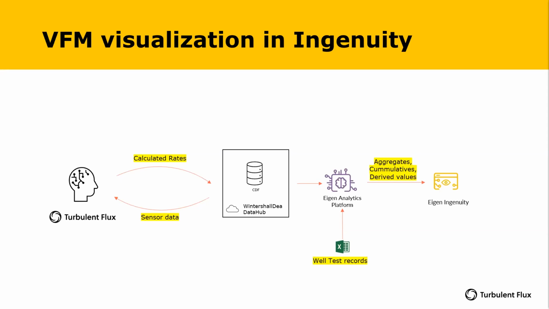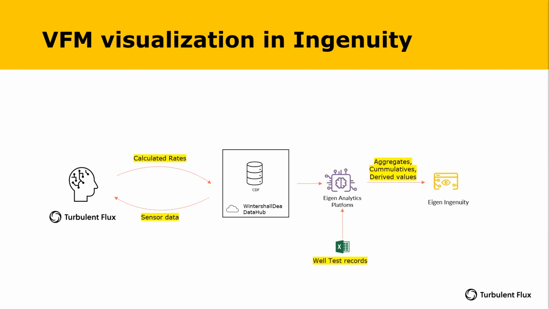So basically, it's a lot of data. We get our data from Turbulent Flux and Windchill into the analytics platform through CDF. We pull in all of that, the Turbulent Flux tags for the virtual flow, and the flow rates from test separators and the like. But we also have well test data that's recorded manually in an Excel spreadsheet, which we've set up a script to pull in, which takes things like average well flow over a well test, start and end dates of well tests, and stuff like that, which is quite useful for some of the things this uses.